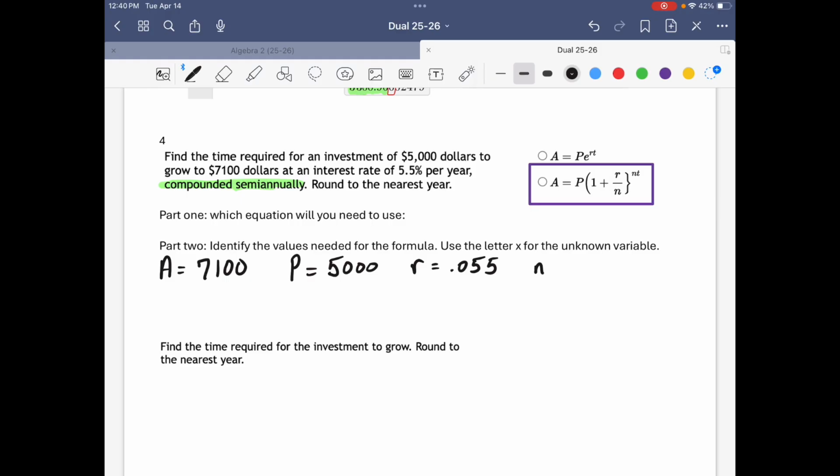N is going to be the compounded semi-annually. That would be, you cut the year in half, so that'd be 2 times. And then T in years, well, that's what the question is asking for. The question is asking for how many years is it going to take? So that's our X. All right, so find the time required to do this, right? So first thing I'm going to do is put all the numbers into this formula, okay?